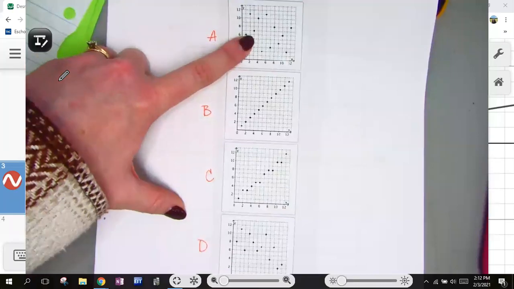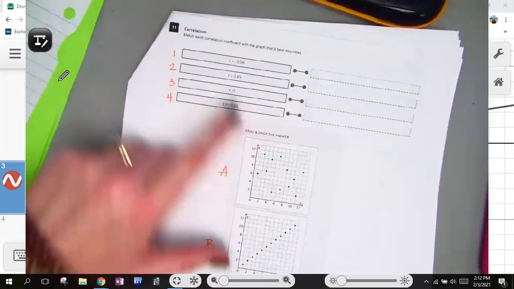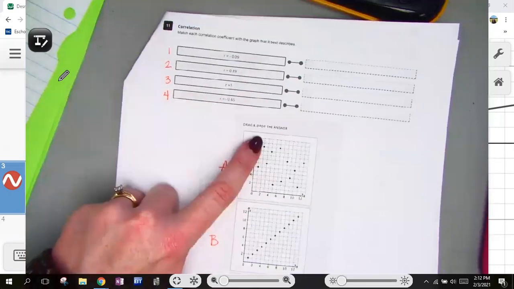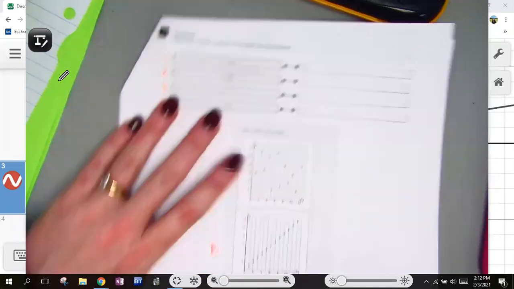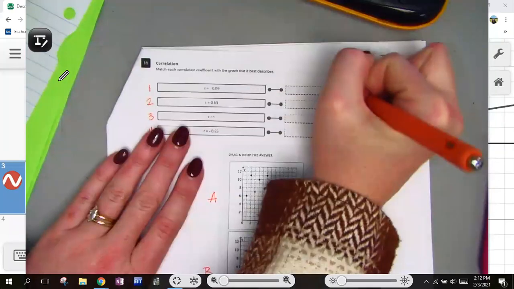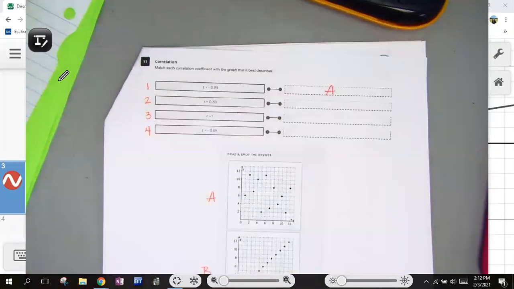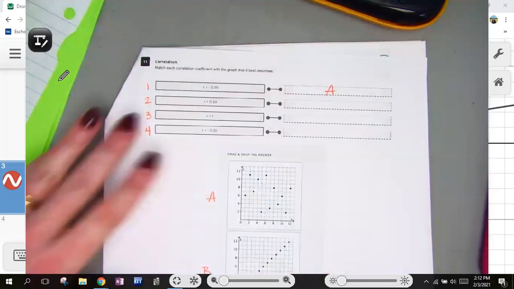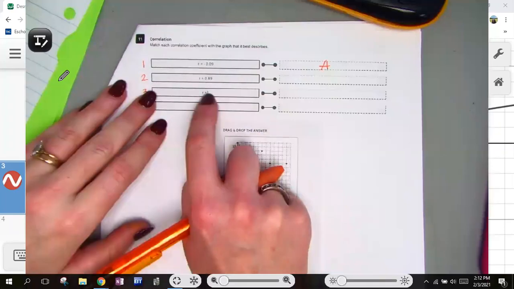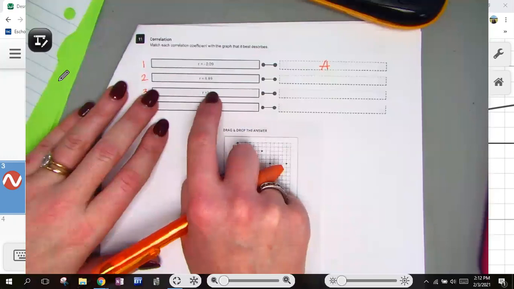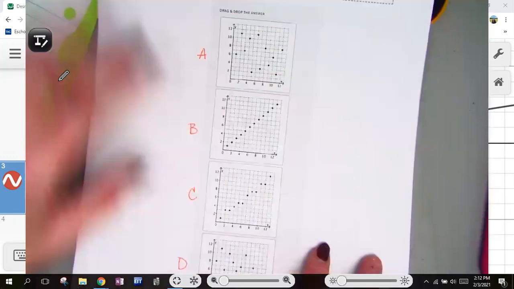Do y'all agree? All right, that R value is also negative, so we can kind of see that even though it's weak, it's mainly going down, right? All right, so 1 would be A. Okay, done. Next, we have a positive 0.89 and a positive 1. So both positive and strong, right? Okay, so that's going to be either B or C, right?